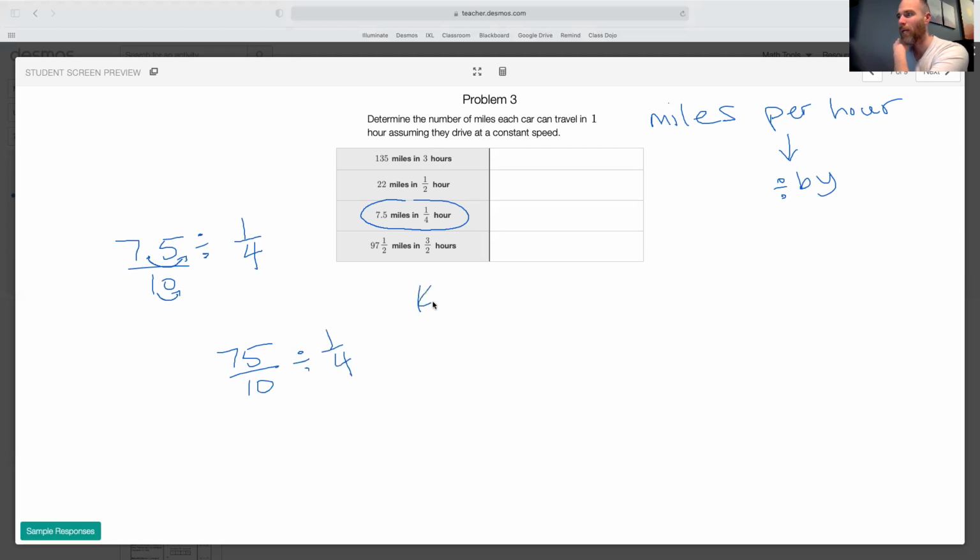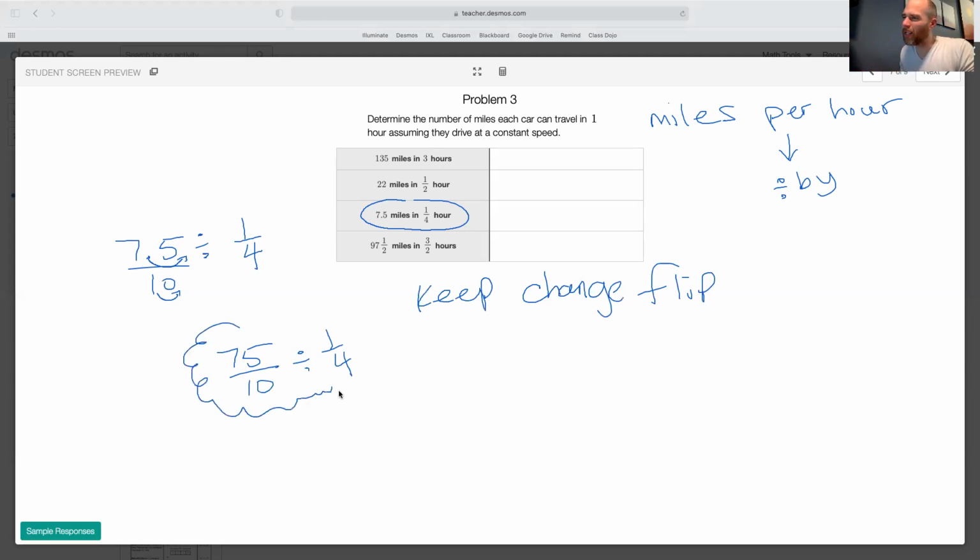And I'm going to do a keep, change, flip. Keep, change, flip is just a trick for doing fraction division. What this question is really asking is how many times can the number 1/4 fit into 75 tenths? It's kind of a weird question, right? But we know 1/4 goes into 1 four times, and 75 tenths is about 7. So it should be about 28, 29, 30 times, somewhere around there. But it's hard to think of it that way, right? How many 1/4 can I fit into 75 tenths?